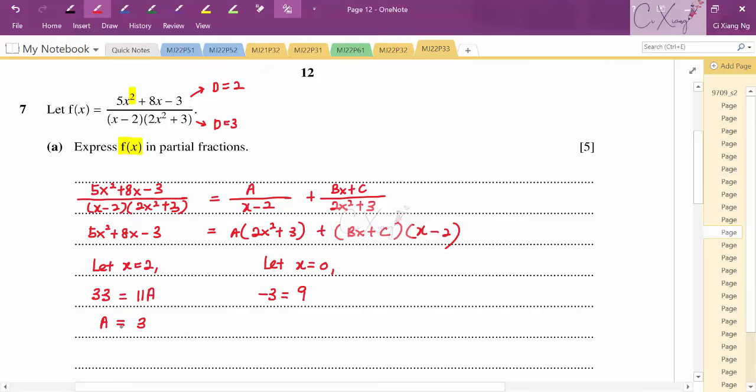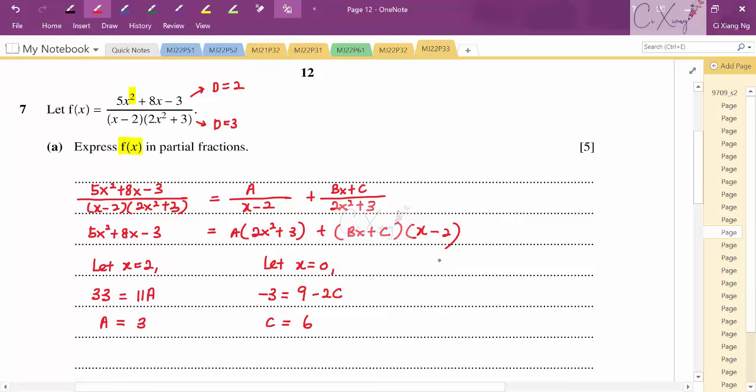Because we already got a value for a just now, which is 3, right? So 3 times 3 is 9. Substitute 0 into the bx, the b disappears, and I'm having negative 2c. So from here, if I rephrase everything, the value for c that I get will be equal to 6.